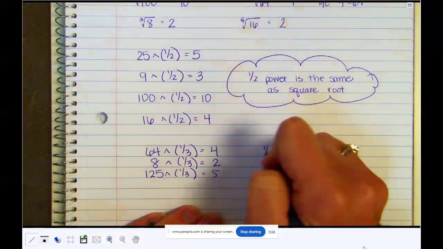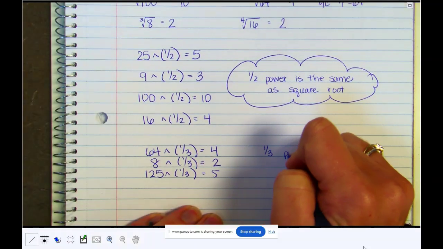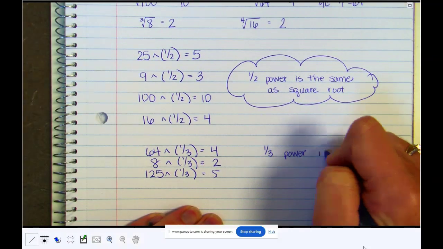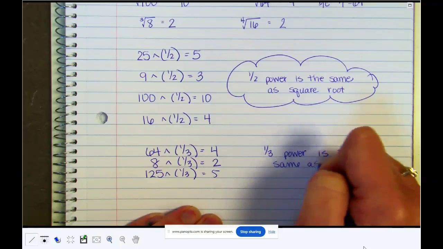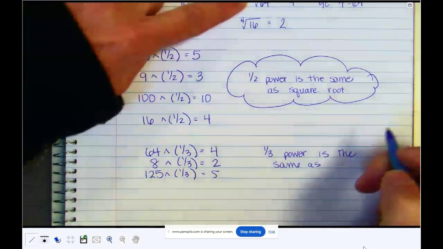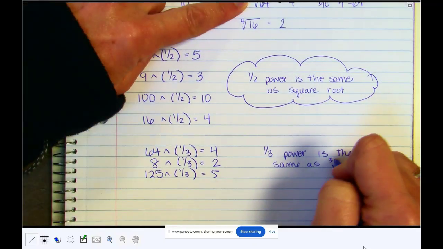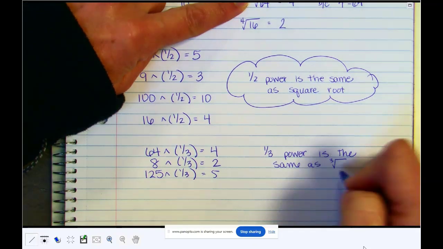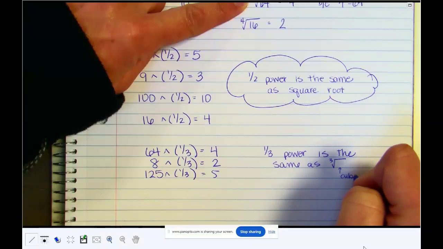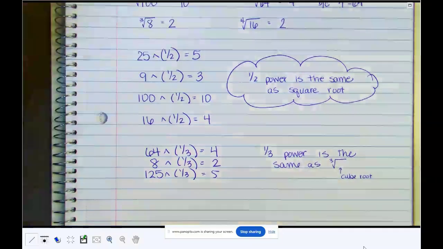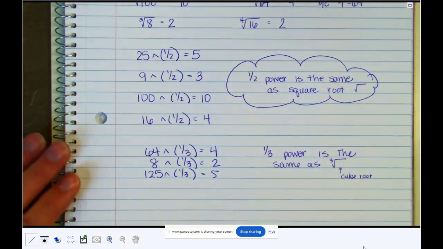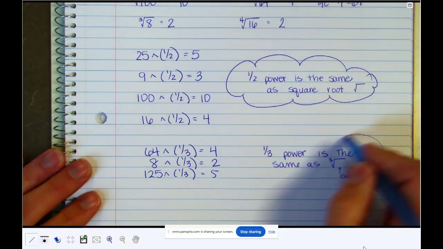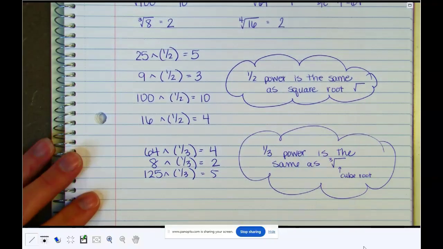A 1/3 power is the same as what? Yeah, cube root. Okay? Like that guy. He's called a cube root. Okay, square root looks like this, right? Cube root looks like that. So the 1/3 power is the same as the cube root.